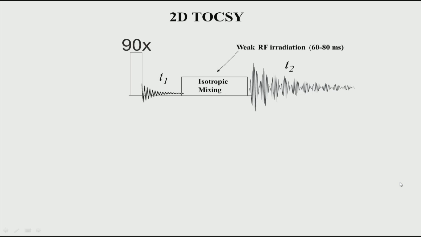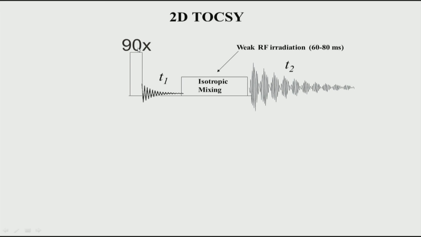Ideally you would like to know which protons a given proton is directly coupled to, but you would also want to know which other protons it is indirectly coupled to in the molecule. That information comes from another experiment known as total correlation spectroscopy, 2D TOCSY, which is what we will see now. So, if you look at this picture here, this is a pulse sequence for the 2D TOCSY experiment.